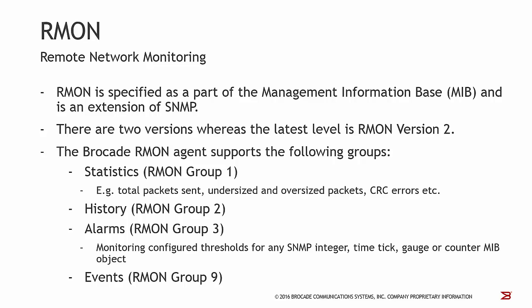Remote network monitoring, RMON, is a kind of extension of SNMP. There are two versions, whereas the latest level is RMON version 2. The Brocade devices currently support statistics, which is RMON group 1, history, which is RMON group 2, alarms, which is RMON group 3, and events, which is RMON group 9.